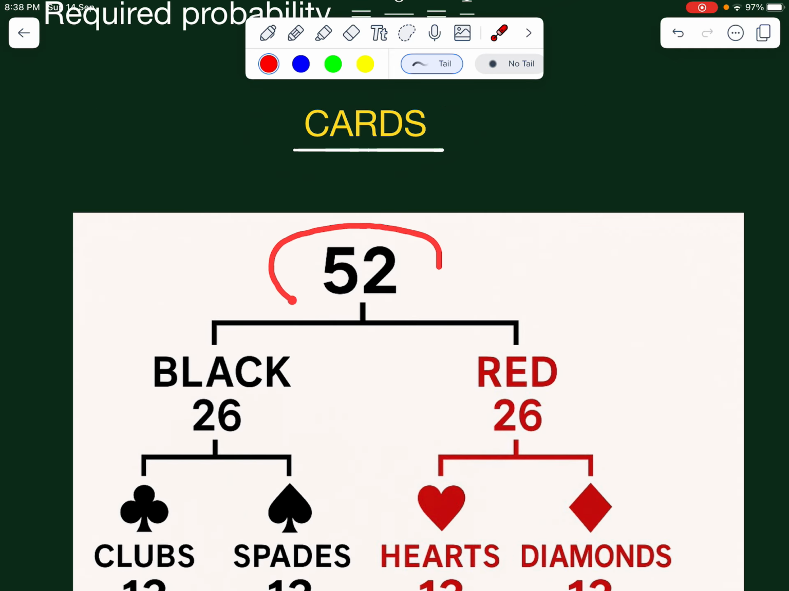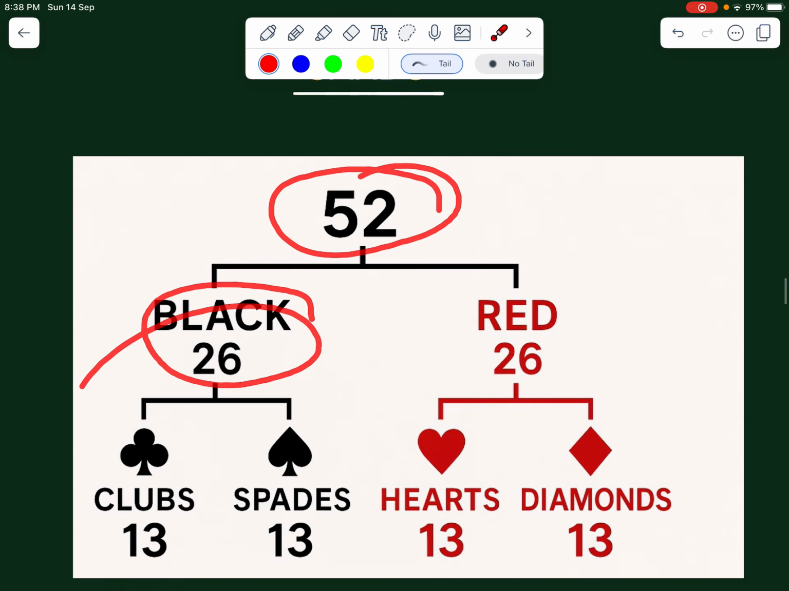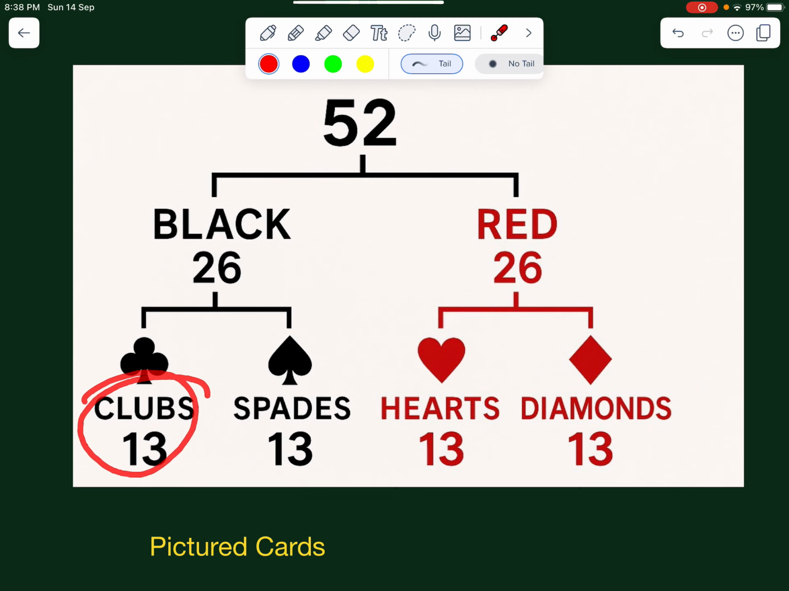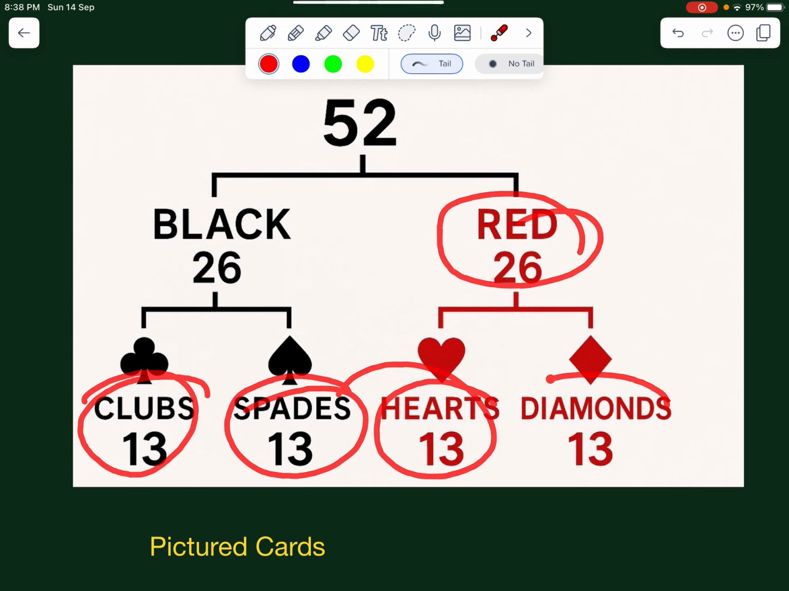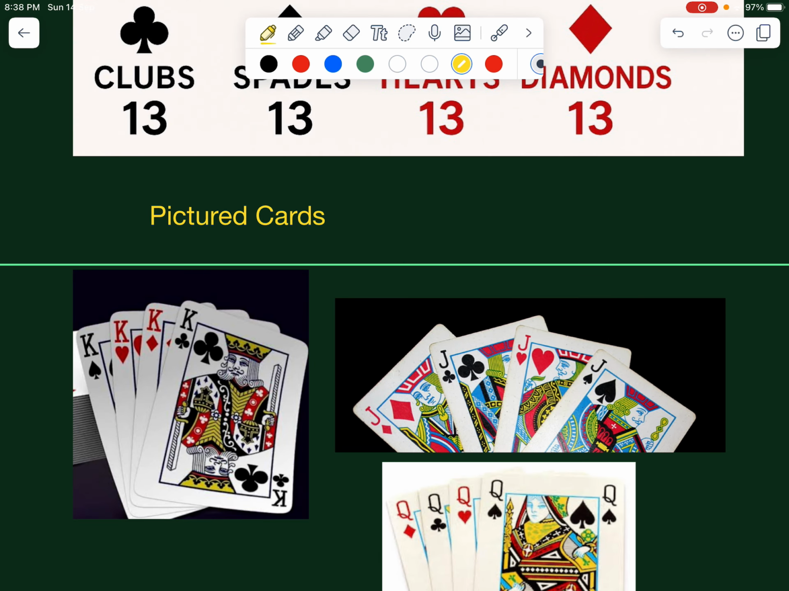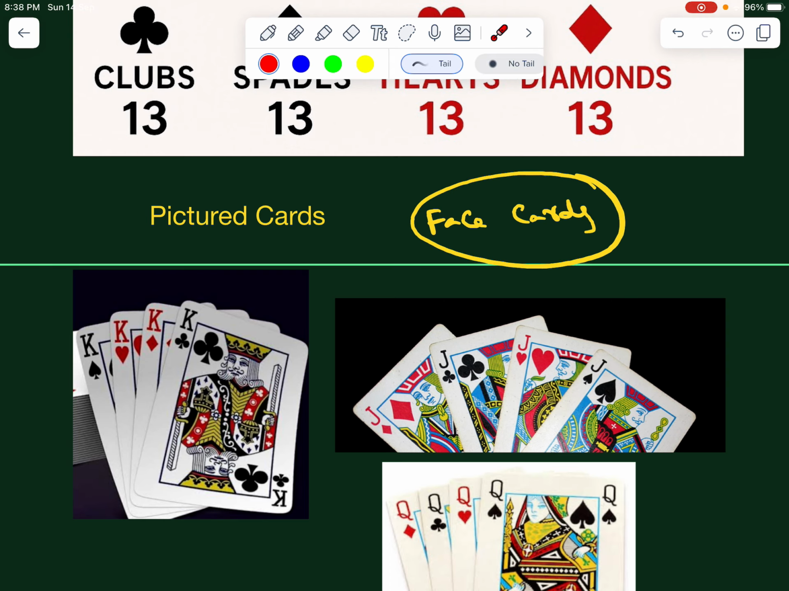Total we have 52 cards. 26 are black, 26 are red. In black, 13 clubs, 13 spades. In red, 13 hearts, 13 diamonds. These are the pictured cards, or we can call them the face cards.